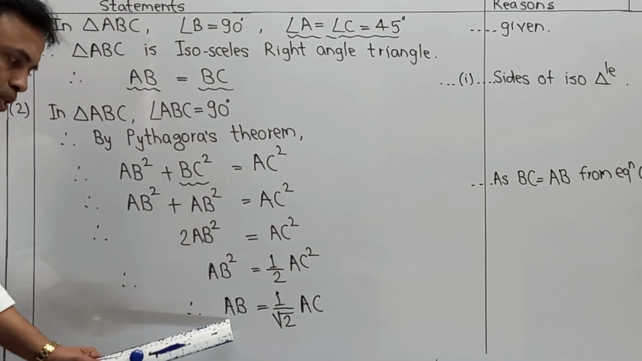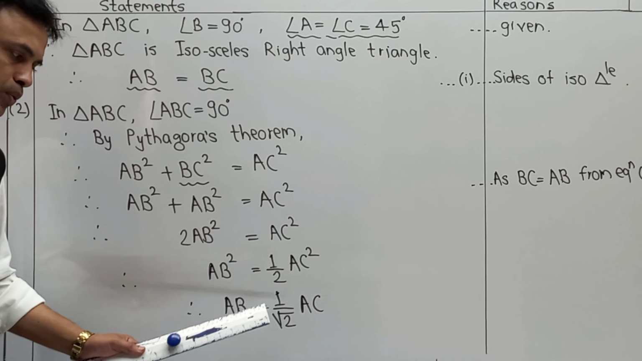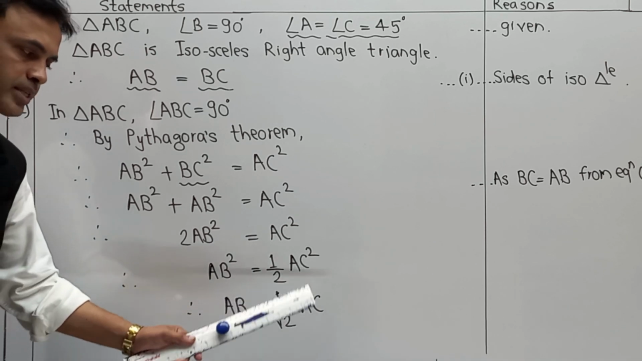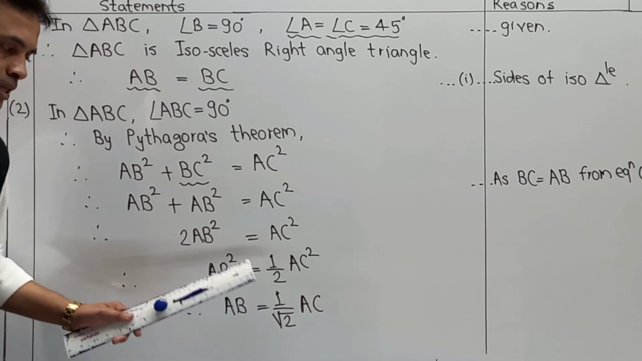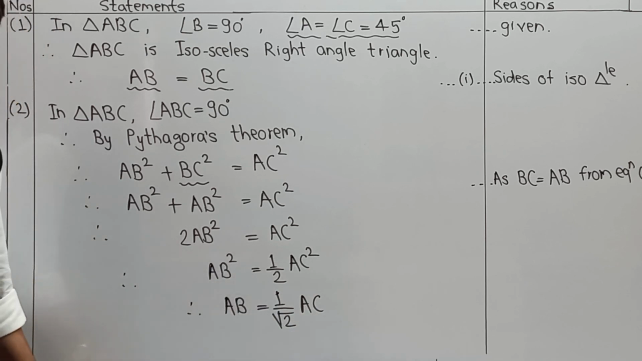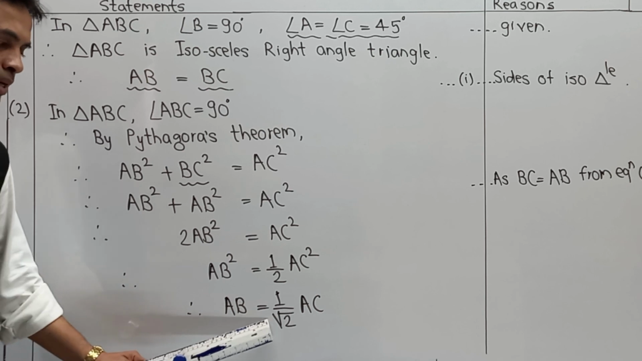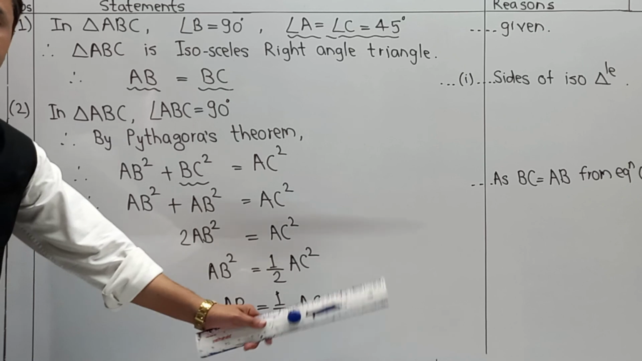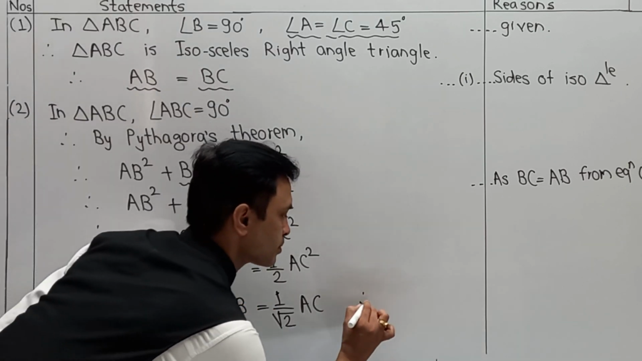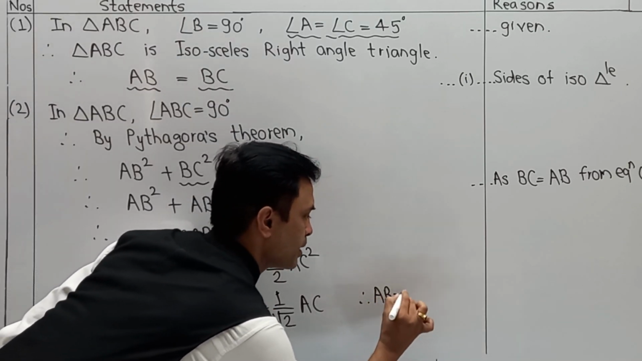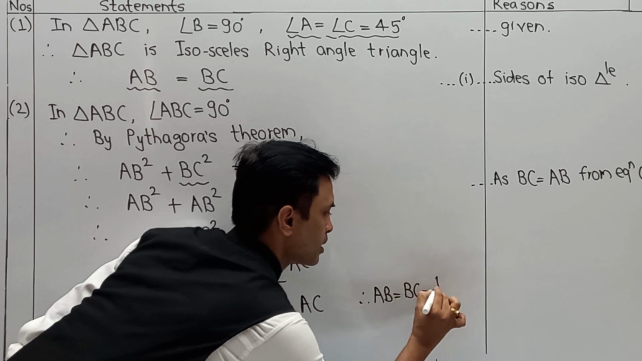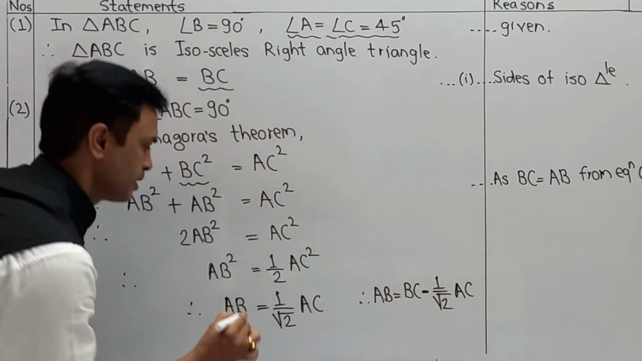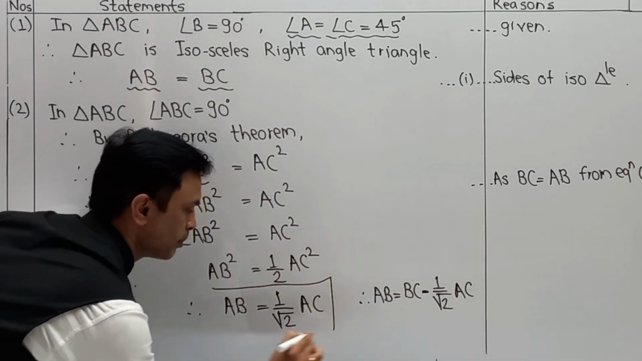Here, AB square root is AB equal to 1/2, so root of 1 is 1 and 2 cannot be taken out as a root, so root 2. AC square becomes AC as root. In short, cancelling the square from both sides, we are getting the part AB is equal to 1/√2 times AC, or you can say AB equal to BC is equal to 1/√2 times AC. In this way, you can complete the proof.